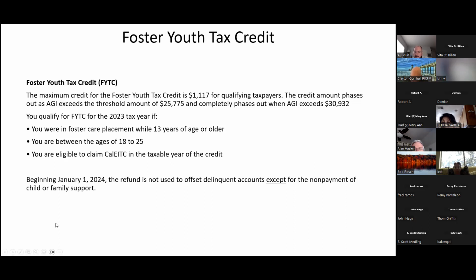And then again, same thing. That refund is not going to be used to offset a delinquent account unless you've got child support in arrears. When you're talking about a delinquent account, this would be a delinquent tax account. You might have a delinquent state tax account, and then you might have a delinquent federal account. The rule is called the collection statute expiration date. State of California, this is the general rule, has 20 years to collect on an assessment. Federal government has 10 years to collect on an assessment.